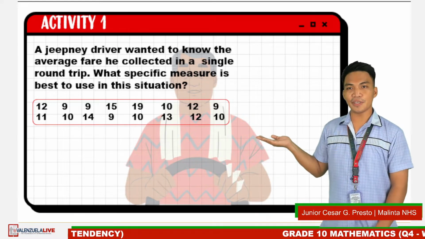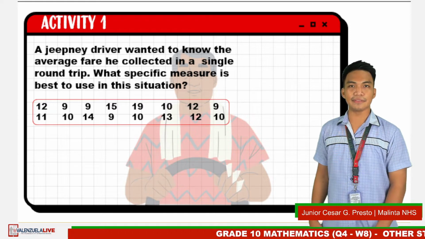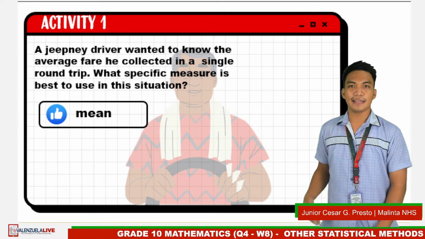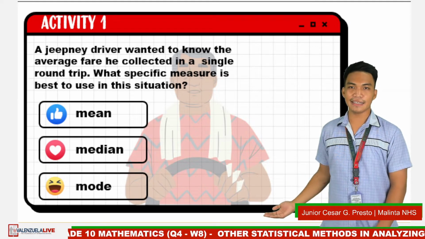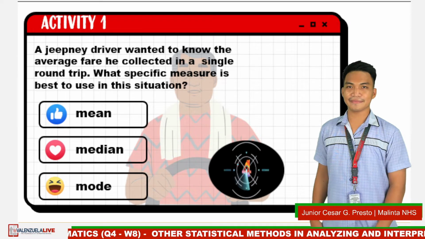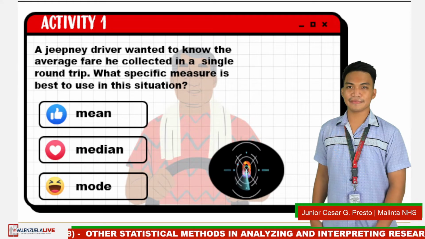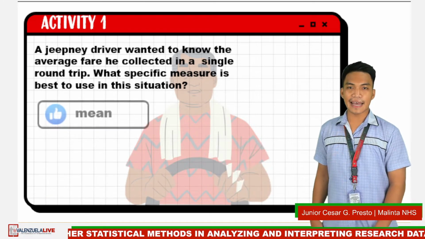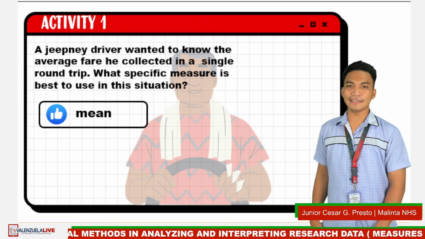A jeepney driver wanted to know the average fare he collected in a single round trip. What specific measure is best to use in this situation? Is it like, love, or haha? 5 seconds, go. That's it. If you've hit like, awesome. You're right. Let's proceed to the next one.